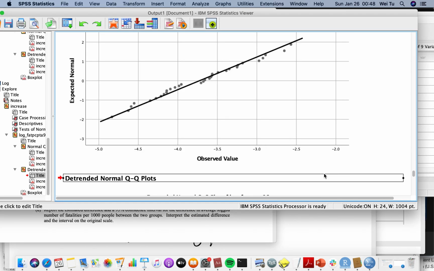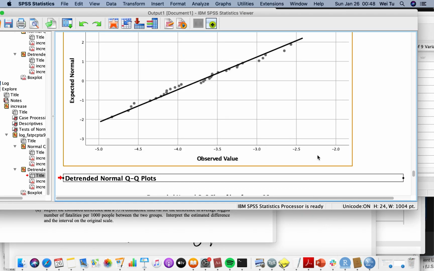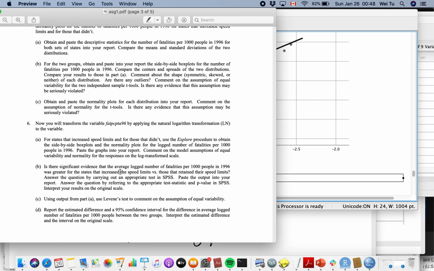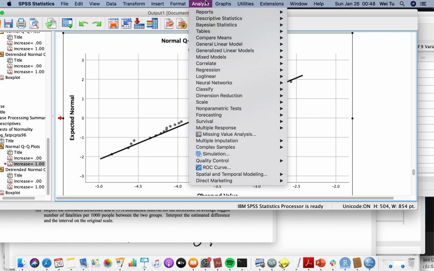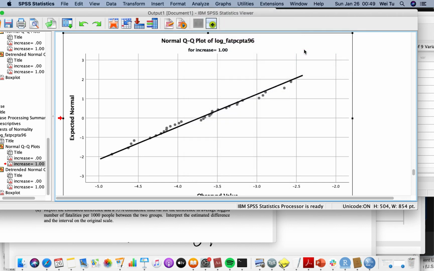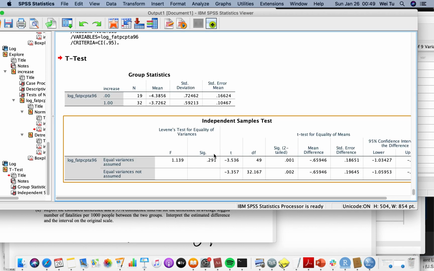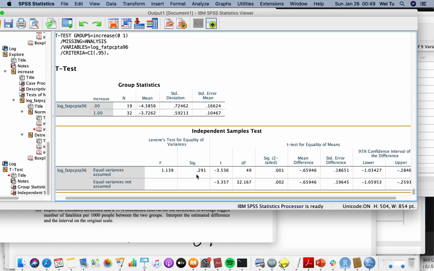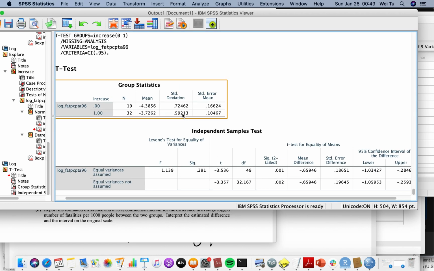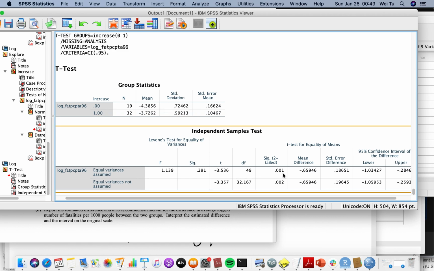Now let's do hypothesis testing on the new variable. Analyze, Compare Means, Independent-Samples T Test, and then we use the log PCPTA. Then we do OK. Based on Levene's test, the p-value is large, so we're going to go with equal variances. You can also see the same thing from the standard deviations: the ratio is smaller than 2. So with equal variances, we see the p-value is very small.